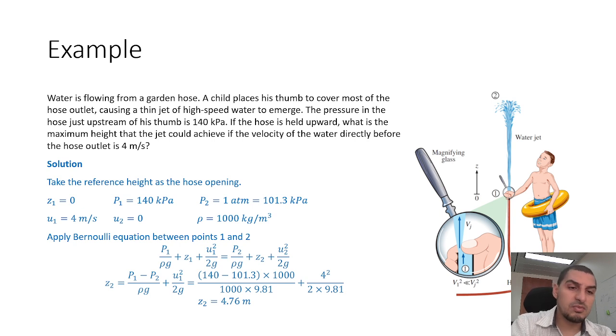Now let's go back to the point. If I take, let's say, the ground on which this kid is standing to be the reference, and let's say that the hose opening is 1 meter above the surface of the ground, then Z1 is going to be 1, and Z2 is going to be 1 plus this height. So you are adding the same value here and here, which will cancel out.